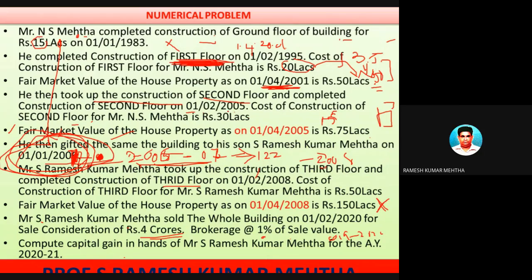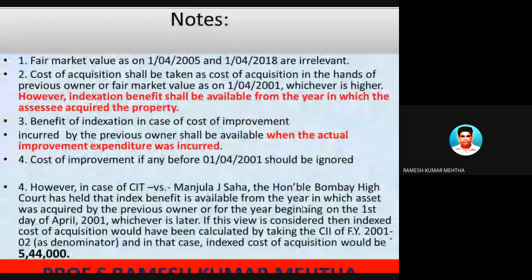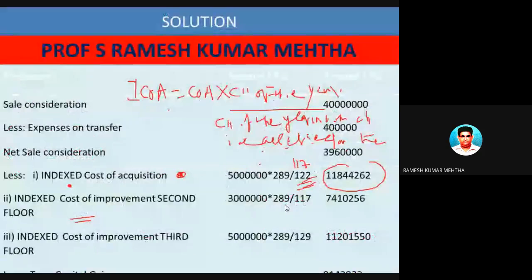In this case, Mr. N.S. Mehta, who was the previous owner, constructed the second floor on 1/2/2005, that is in the year 2004-2005, and for 2004-2005 the index is 117. So he spent 30 lakh rupees on the second floor. So 30 lakhs into the cost inflation index of the year of transfer, 289, by 117, that is the cost inflation index of 2004-2005.